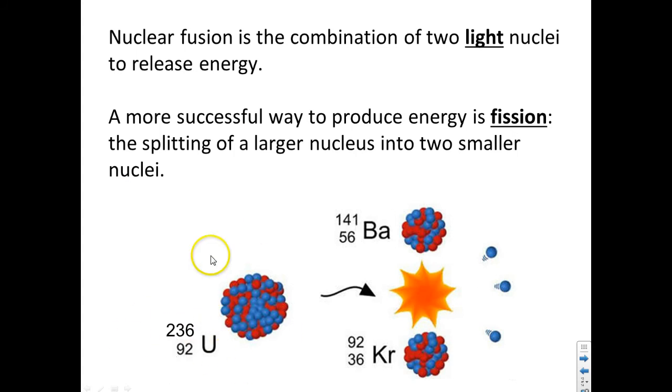So here's a good example. We start with uranium-236. It splits to form barium-141 and krypton-92. And in the process, it also releases 3 neutrons. And that splitting of this uranium atom generates some energy as a result. Now you might be wondering, how is it that some nuclei can split to release energy, whereas other nuclei combine, they fuse to release energy?